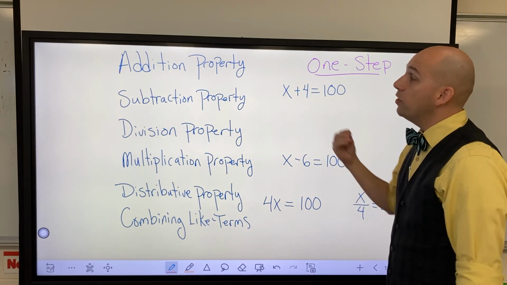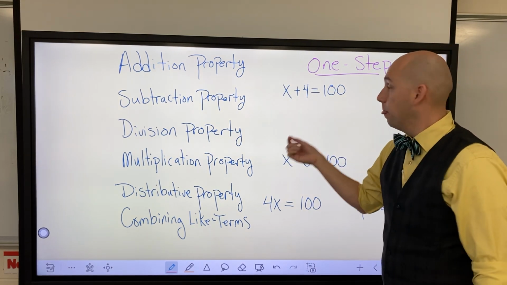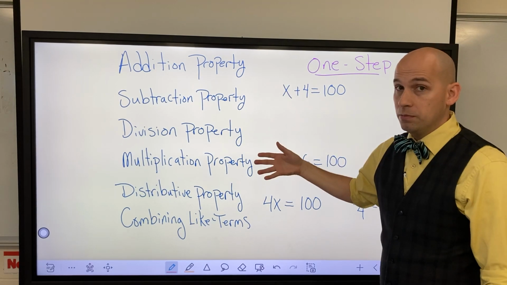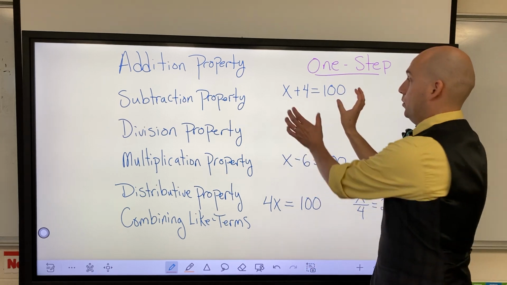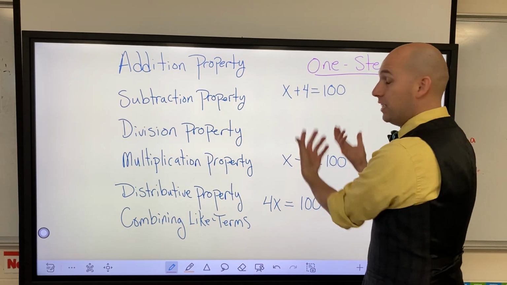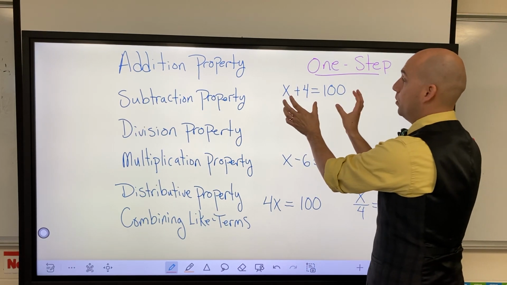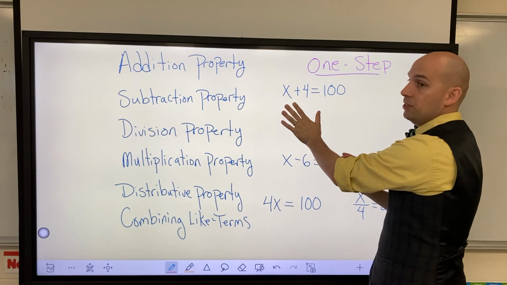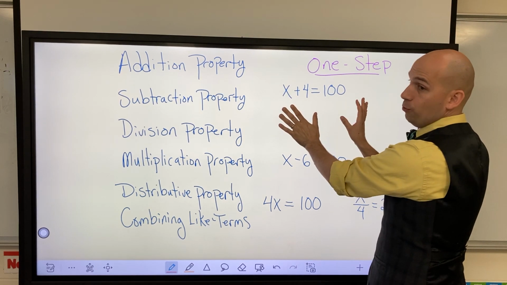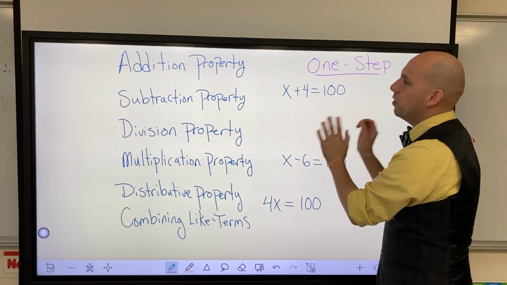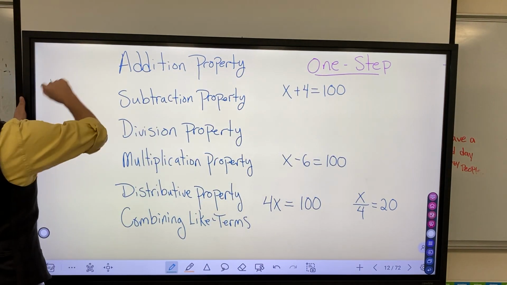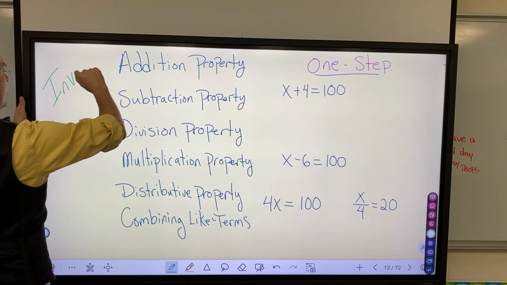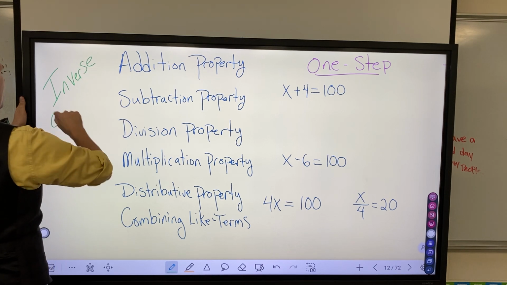Okay, I'm going to pick a property strategically, because I could use any of them. I could add 4 to both of these expressions and it would stay equal as long as I did 4 to both expressions. That would make this x plus 8 and that would make this 104. But I really want to pay attention to those inverse operations, okay? And I'm going to write it here, inverse operations.